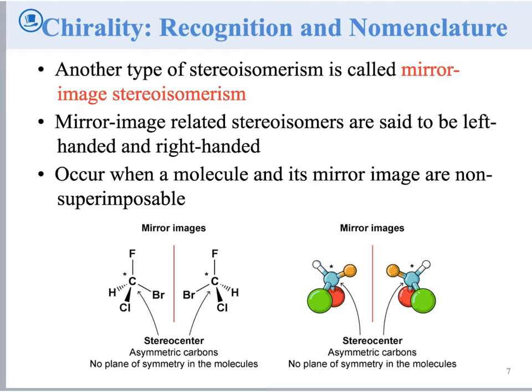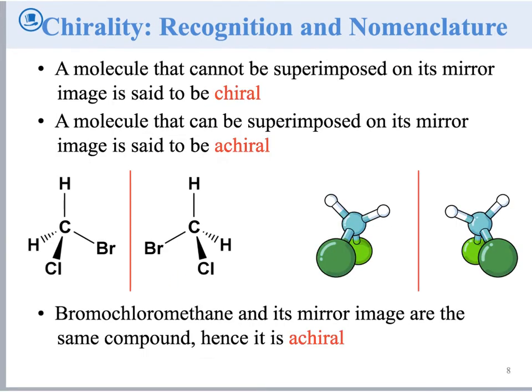Then here, one slide back, where this sp3 hybridized carbon was bonded to 1, 2, 3, 4 different atoms, it could become asymmetric and have a mirror image. So same example here: a molecule that cannot be superimposed on its mirror image is said to be chiral. So our hands are chiral. They're non-superimposable on their mirror images. Our left and right hands are mirror images, and they can't be superimposed on each other.